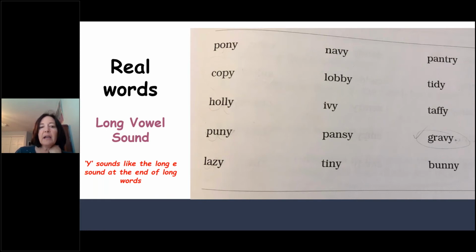The video is turned back on now. Because these are longer words, I'm going to go ahead and read this list, although likely your brain had many of them memorized. Pony, copy, holly, puny, lazy, navy, lobby, ivy, pansy, tiny, pantry, tidy, taffy, gravy, and bunny.